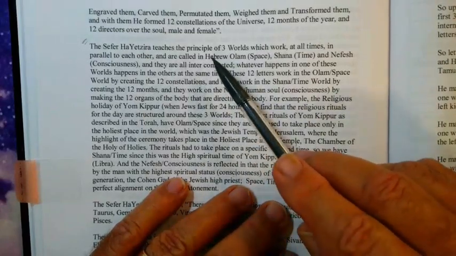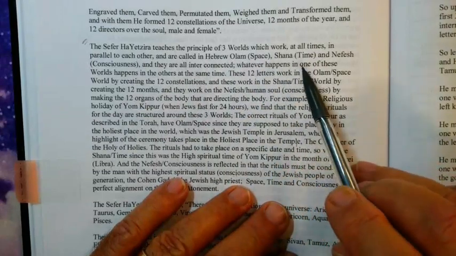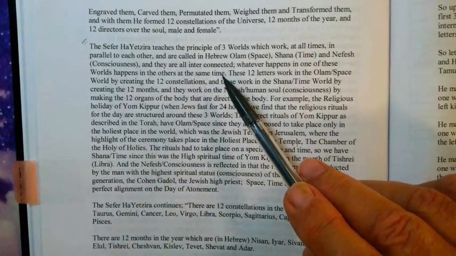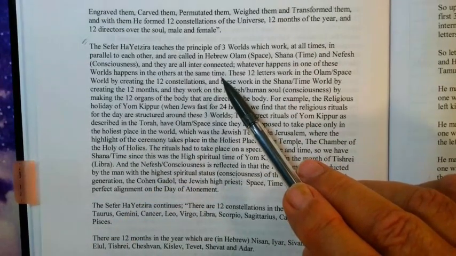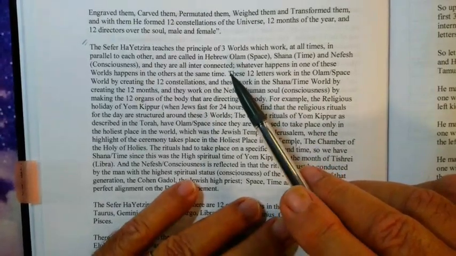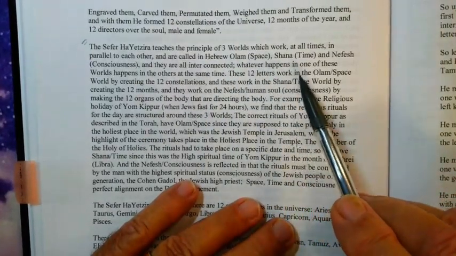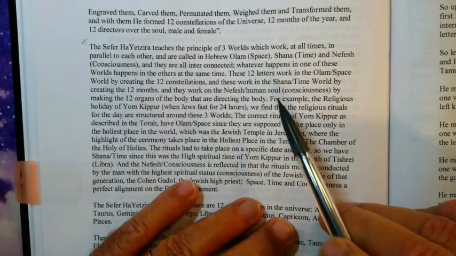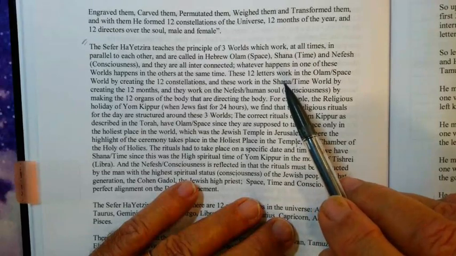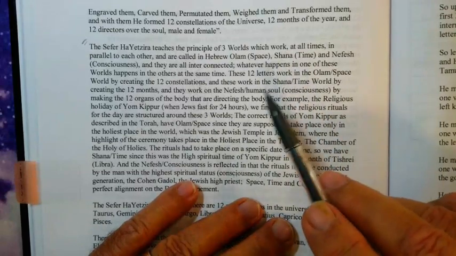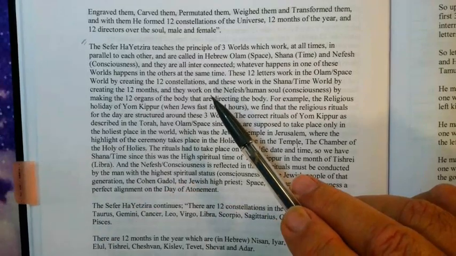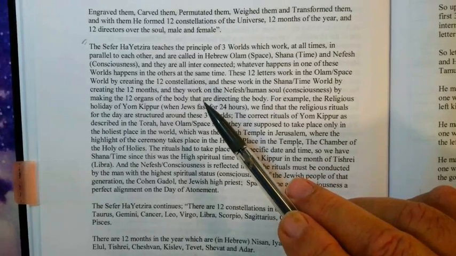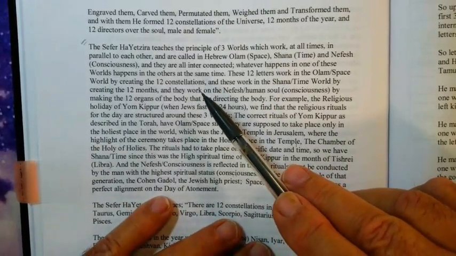Now, the Sefer Yetzirah teaches the principle of 3 worlds which work at all times. These are parallel to each other. In other words, they're kind of like paired or lined up together. He says they are all interconnected. Whatever happens in one of these worlds happens in the others at the same time. So the 12 letters that we're just talking about, which are the simple letters, work in the Olam, the space world, which I call the ground. That's what we see in front of us. They work in the Olam by creating 12 constellations.